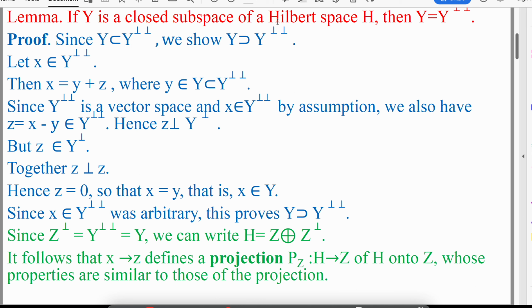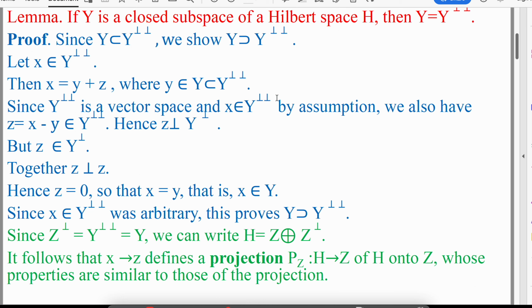We know that if A is a subset of B and B is a subset of A, then A is equal to B. Suppose X is any arbitrary element belonging to the double orthogonal complement of Y. It means that we can write X equal to Y plus Z, where Y belongs to Y, which is a subset of the double orthogonal complement of Y. It means Y also belongs to the double orthogonal complement of Y.